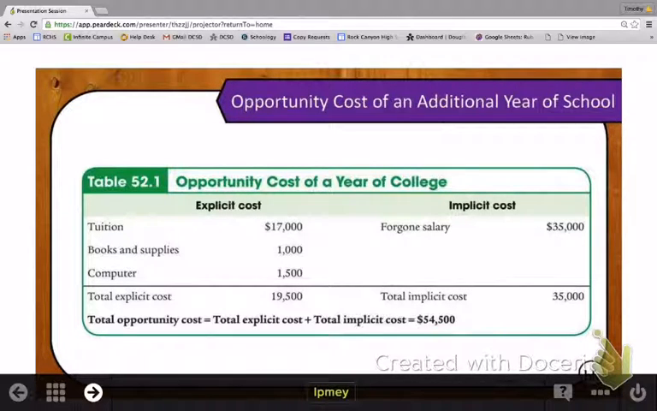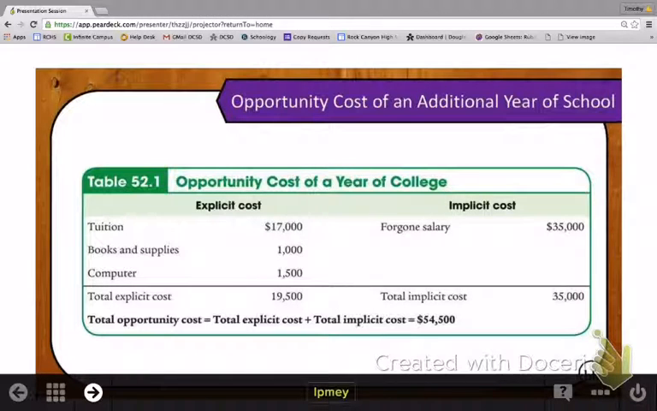And so if you add that $35,000 to the $19,500 you take out of your pocket to pay to go to college, it's really costing you $54,500 to go to college each year. An accountant would say it's costing you $19,500 to go to college. An economist would say it's costing you $54,500.